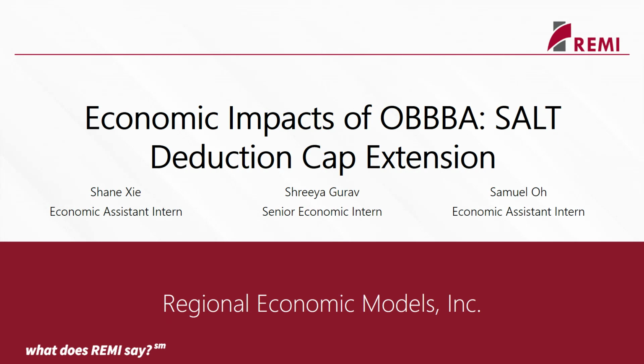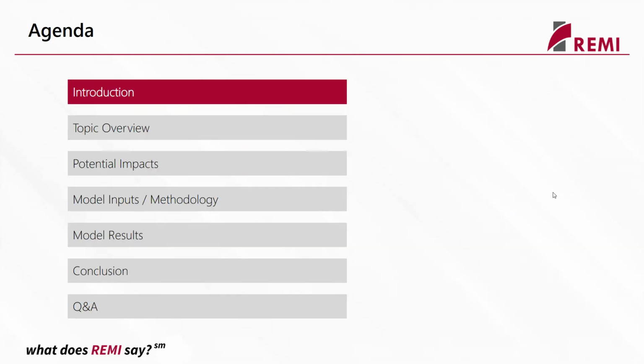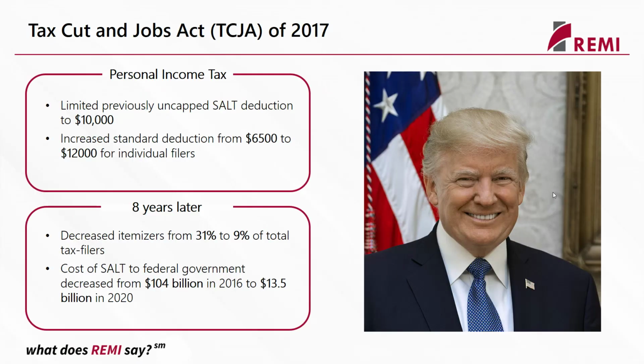Yeah, thank you, Brian. Hello, everyone. Thank you for taking the time to join our webinar today. My name is Shane, along with two other interns, Shreya and Samuel. Our topic today is the economic impacts of the One Big Beautiful Bill Act, state and local tax deduction cap extension. So in today's webinar, we'll be looking at how the bill reshapes the state and local tax policy. We'll focus on two case studies, California and Texas, to show how the same federal policy can produce very different outcomes. So before we dive into today's topic, I would like to set the stage with some background.